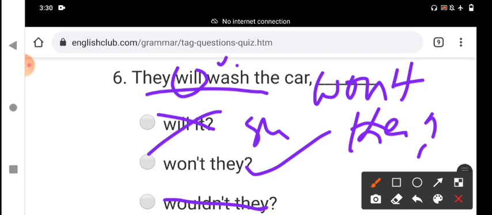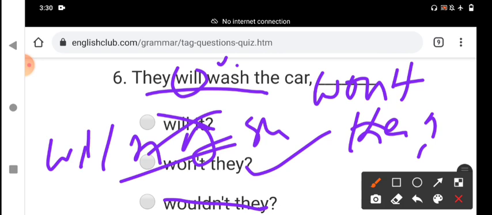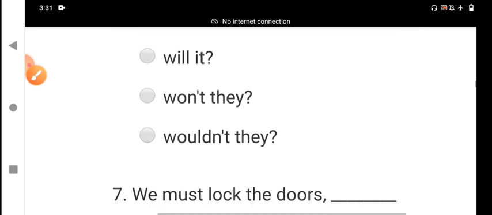Won't they means will not. Won't is the contraction of will not. We never use the full form or expansion form in the question tag. We always use the contracted form, my dear students. First we use the verb, then the pronoun follows. We never write the noun form in the question tag. We should write only the pronoun. That is the answer, my dear students.